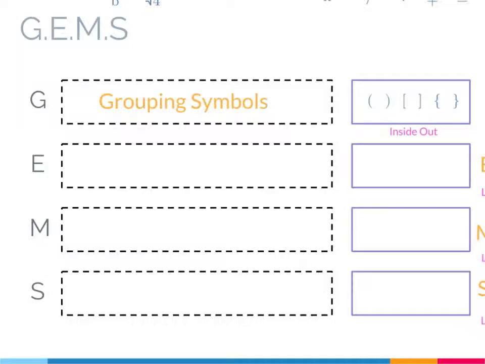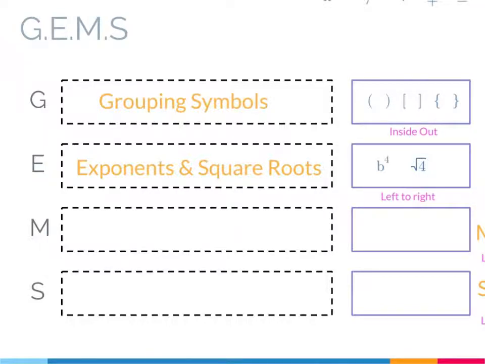Now let's look at E. E is going to stand for exponents and square roots. So again, I'm going to draw myself a little exponent here and a little square root, bring that down here. And when I have both exponents and square roots in the same problem, I want to make sure that I'm working left to right. Moving down to M, I'm going to be talking about multiplication and division.